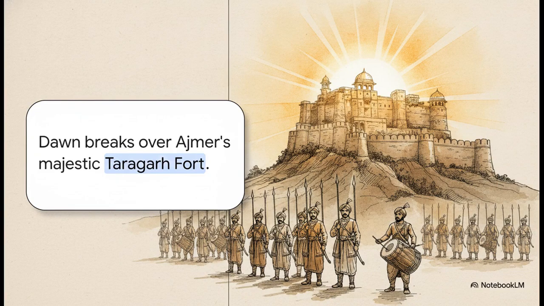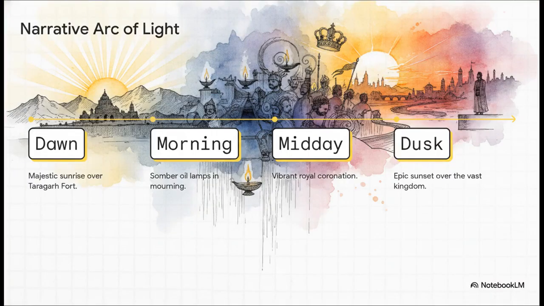And scene one wastes absolutely no time. It opens with this majestic sunrise over the imposing Taragarh fort. This isn't just a pretty picture, though. It uses the auditory cue of echoing royal drums, combined with the visual of perfectly formed Rajput soldiers. Boom. It instantly establishes majesty, order, and the immense scale of the kingdom before the narrative even introduces a single character.